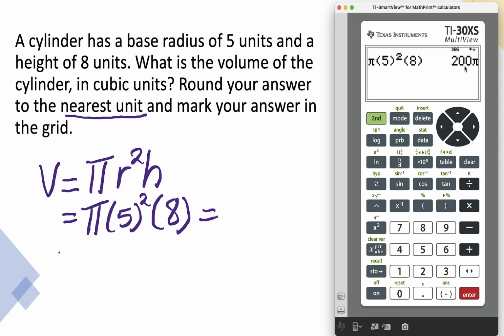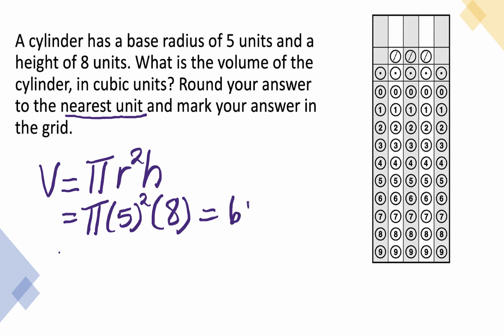Now I get 200 pi. We don't want our answer with a symbol, so to get rid of that and get a decimal form, you're going to need the toggle here. And when you toggle, notice I get 628.318.